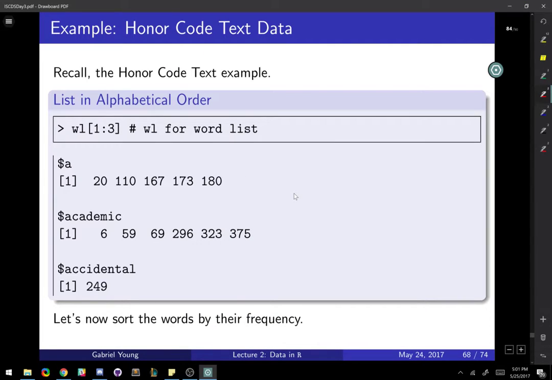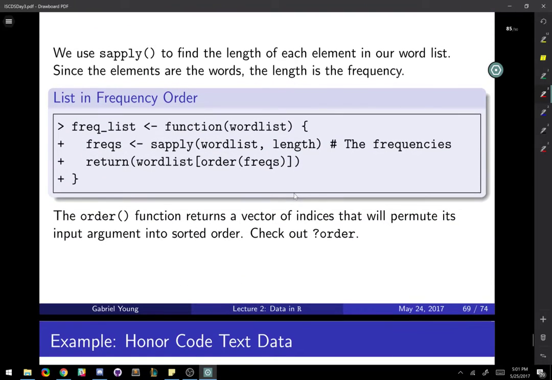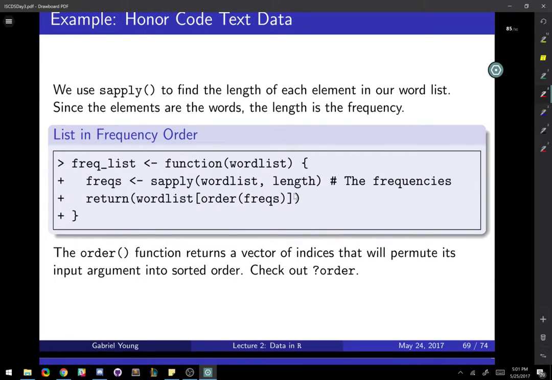And it returns the word list, ordered by those frequencies from the previous line. You could have made this fewer lines of code if you wanted to, but maybe this is a little bit more readable. So the order function returns a vector of indices that will permute its input argument into sorted order. Does that make any sense?